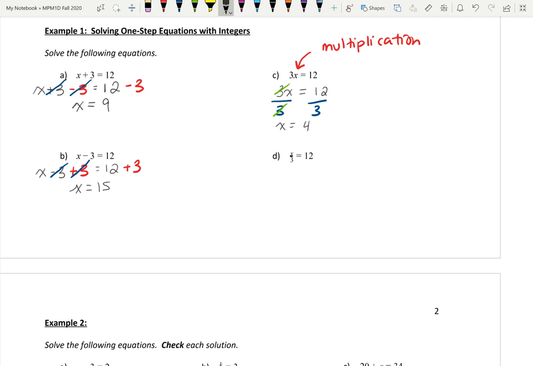And finally, this may be a little bit small to read, but this is x over 3, or x divided by 3. Okay, so remember, we're steering away from using the division sign. We're just going to use fractions to represent division from now on. So we have x divided by 3 is equal to 12. The opposite operation of division is multiplication. So I'm going to multiply both sides by 3.